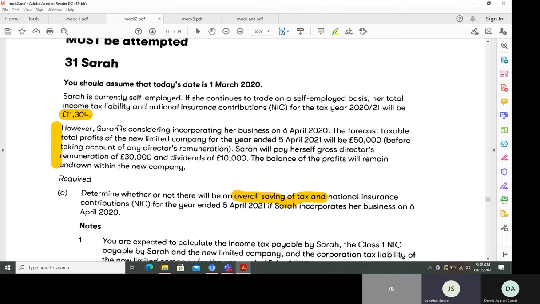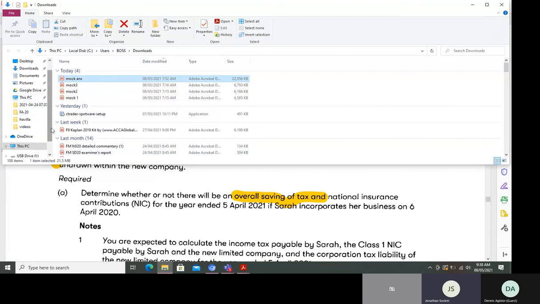So first, we deal with Sarah as an individual. Her income tax and the NIC she should pay are based on her income. She will earn a salary of 30,000 and a dividend of what? 10,000. So you can use that to calculate her income tax liability and the NICs. So let's see the approach here.